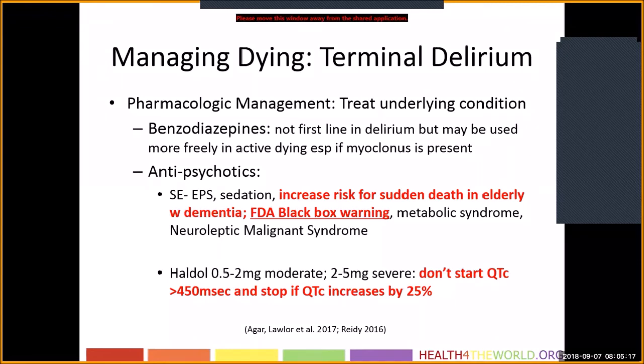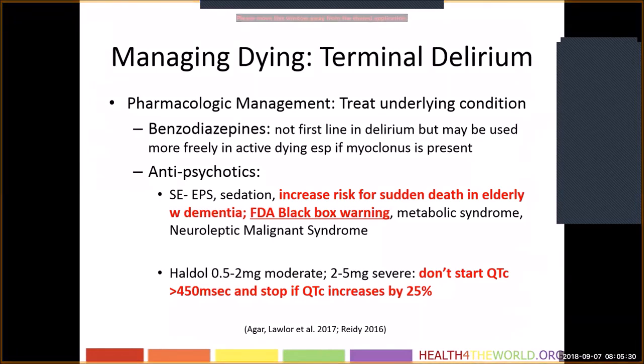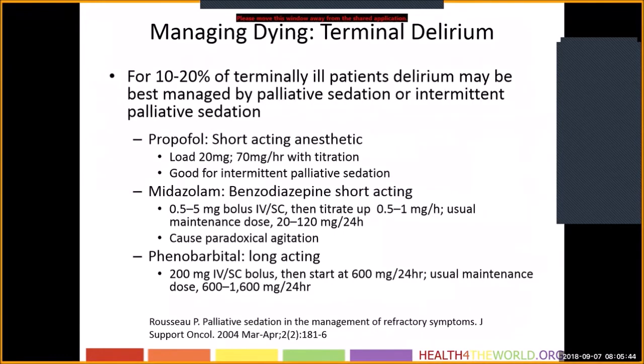If they are actively dying, then you have the option. If they have a lot of myoclonus or they're having seizures, you might go ahead and give the benzodiazepine. And then if that's not helping, you might follow it up with the Haldol, or you might give both at the same time in the actively dying or terminal delirium. So just remember to make a distinction. We're going to treat terminal delirium a little differently than the regular delirium that goes along with illness.